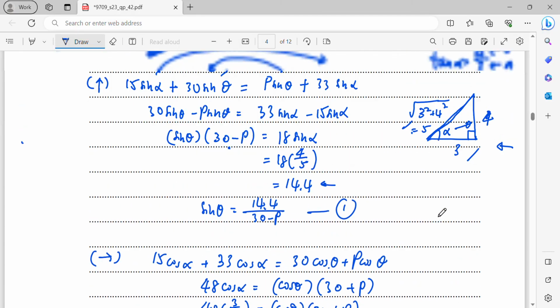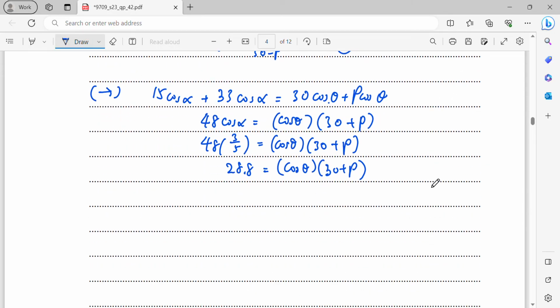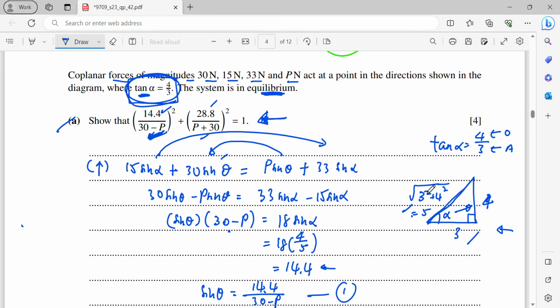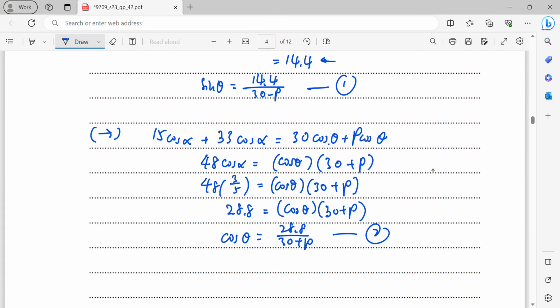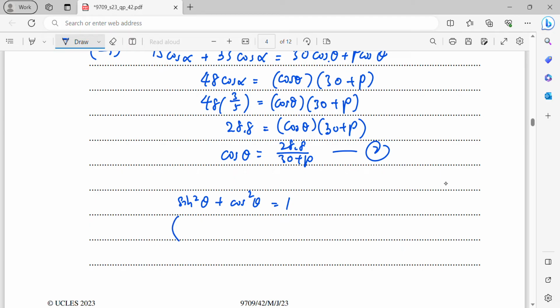Now, look at the given form, 28.8 over P plus 30. So it means that I need to get the cos theta as the subject. So this is my second equation. So from here, to get the square of the first term plus the square of the second term equals 1, I have the sine theta and cos theta. So now we need to refer to the identity, cos squared theta plus sine squared theta is 1. Then just substitute first and second into this identity. Then I will get the answer.